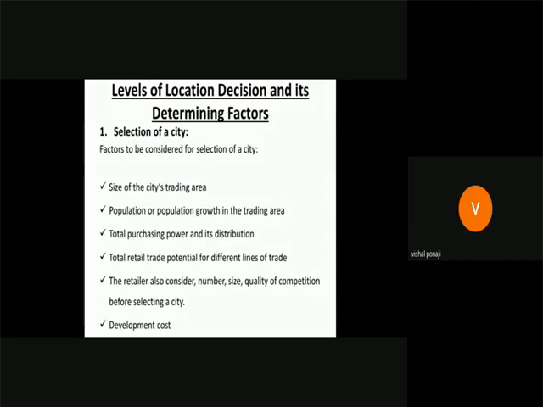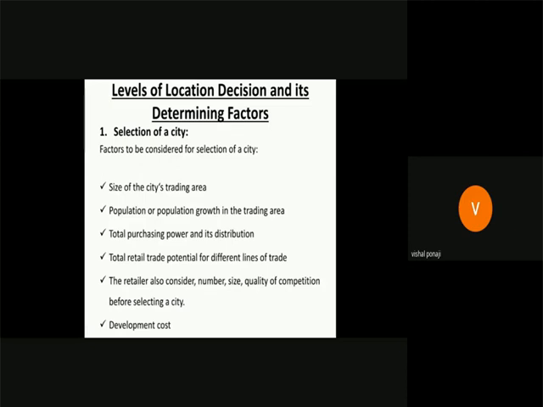So when we are selecting the city, the major factor to consider is the size of the city's trading area, how much business happens, and how widely the business can be spread geographically. Okay, that has to be seen. Also, as I told you, the growth of the population residing in that particular trading area has to be considered. You get it from government census data, fine, which will help you decide which cities will give promising profit or returns if you invest in them. Okay, that has to be considered.